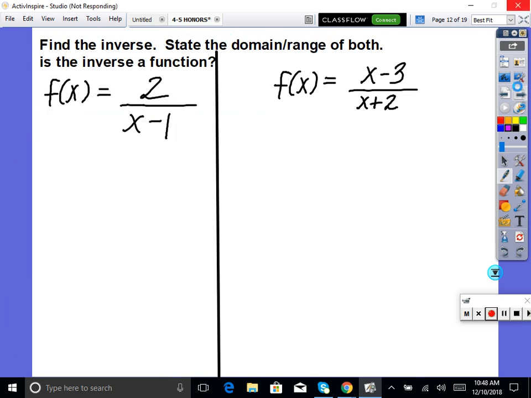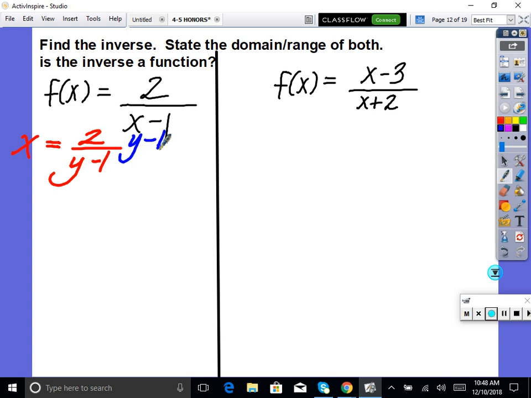Okay, writing this down because people have a really hard time with both of these. Finding an inverse for both of these for some reason is hard for students. You will be tested on it. So first step is to switch x and y. So we have x is equal to 2 over y minus 1. Now the thing is you're trying to get y alone, but y is in the denominator. How can we get y minus 1 out of the denominator?